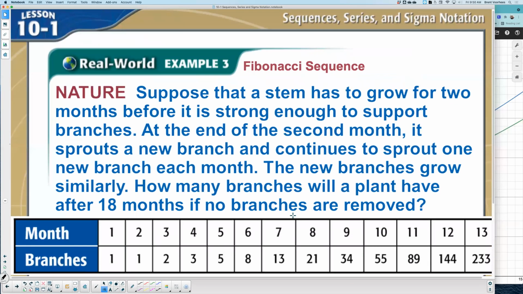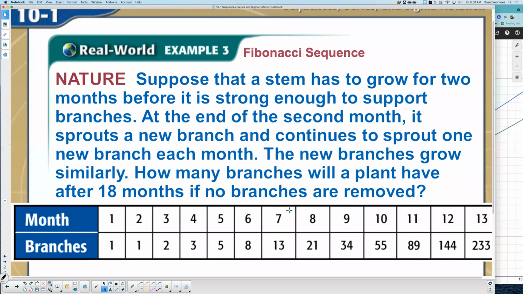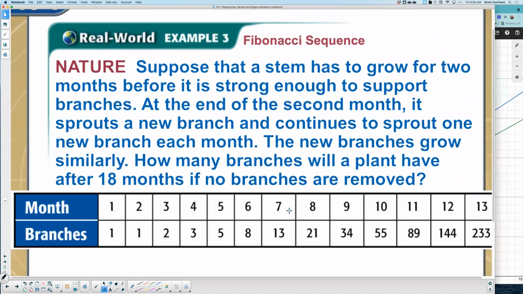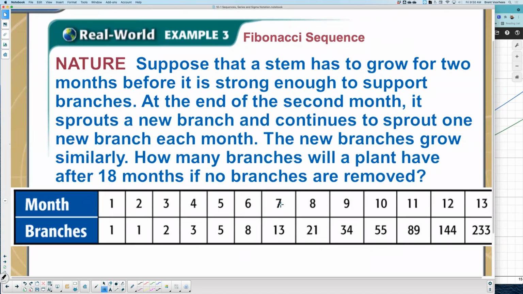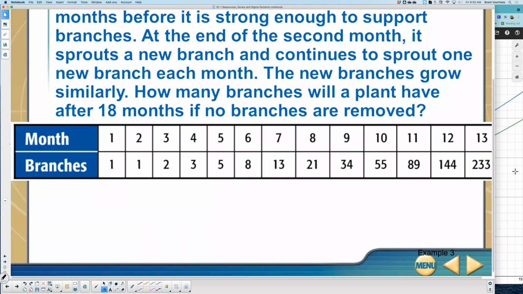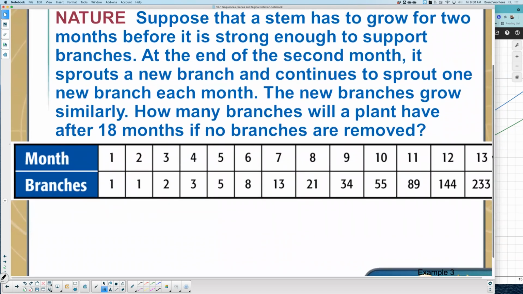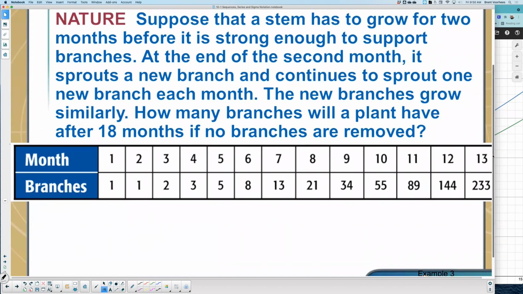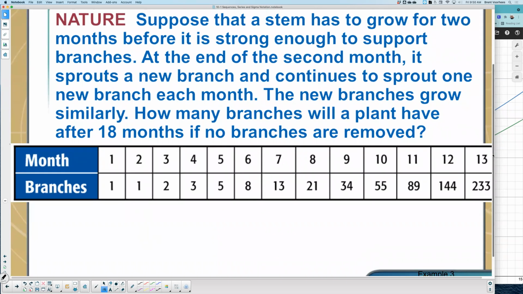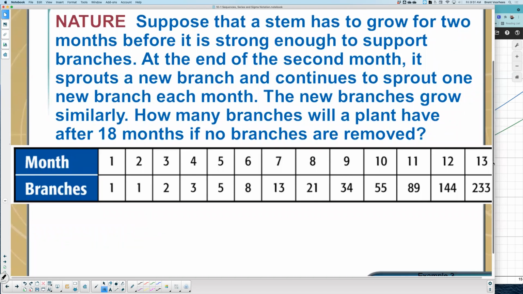Number 3. Now let me introduce to you the Fibonacci sequence. So you're going to want to see this here. It says, suppose that a stem has to grow for 2 months before it's strong enough to support branches. At the end of the second month, it sprouts a new branch and continues to sprout one new branch each month. The new branches grow similarly. How many branches will a plant have after 18 months if no new branches are removed? And there's the table representing what's happening. And I'll just give you a little drawing at the bottom.